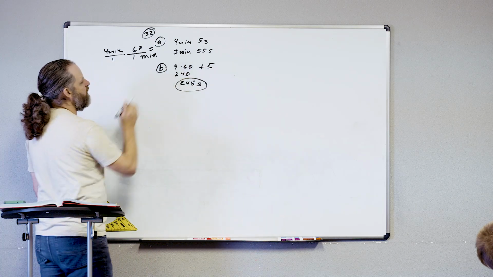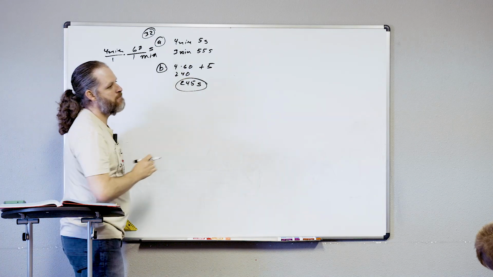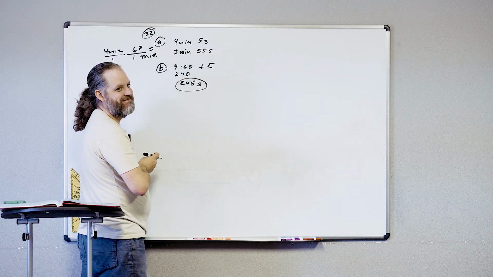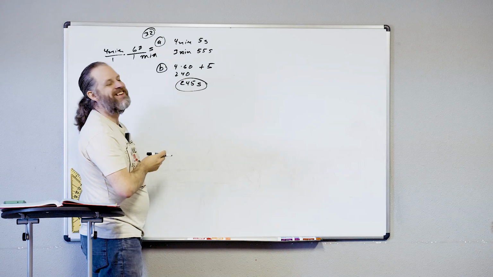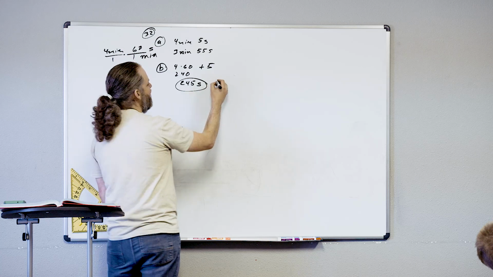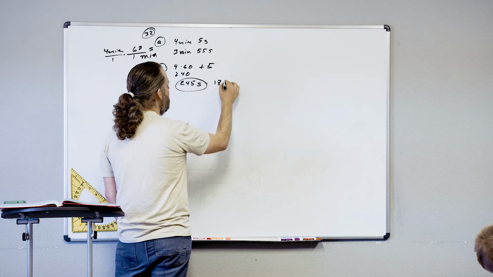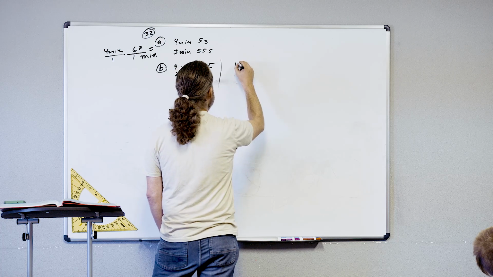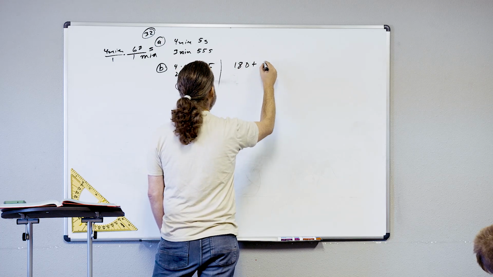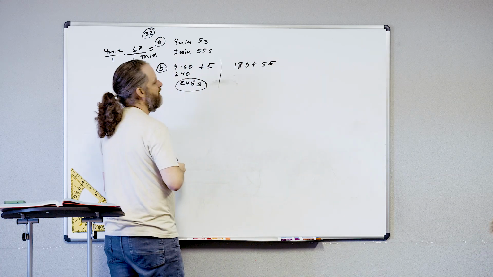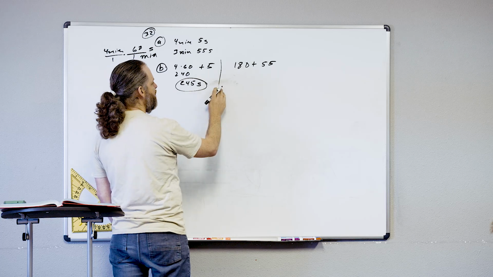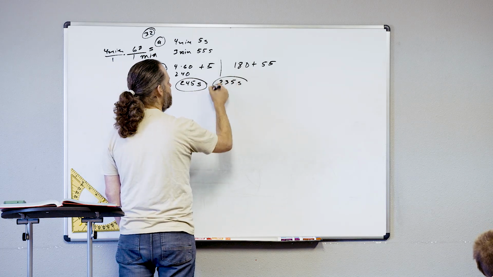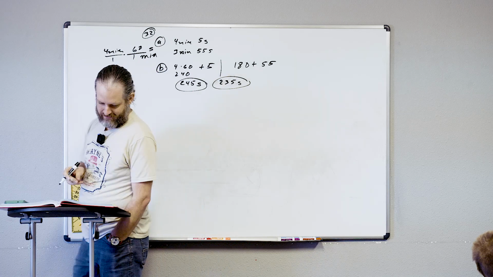And then we do the same thing over here. So what's 3 times 60? What's 3 times 6? Yes, 180. And then plus the 55. 235 seconds. Easy peasy.